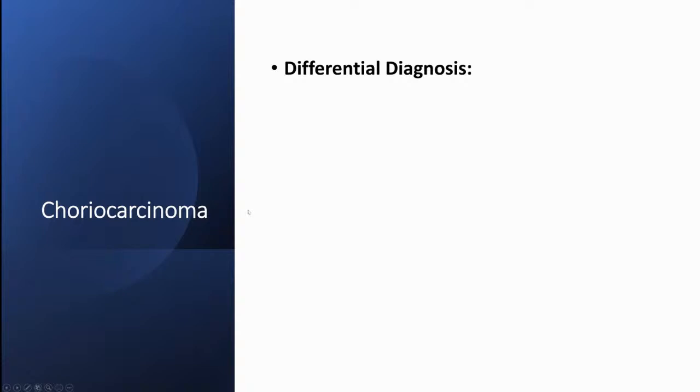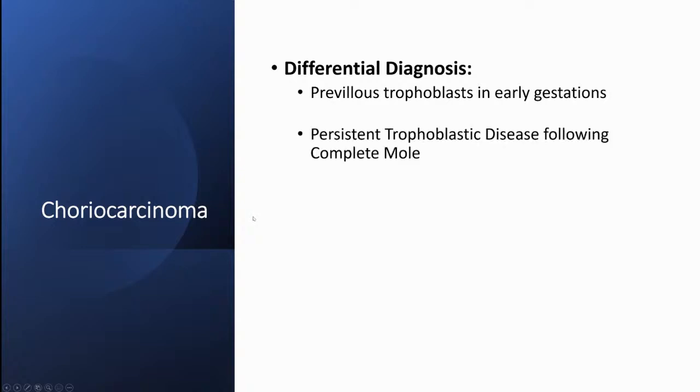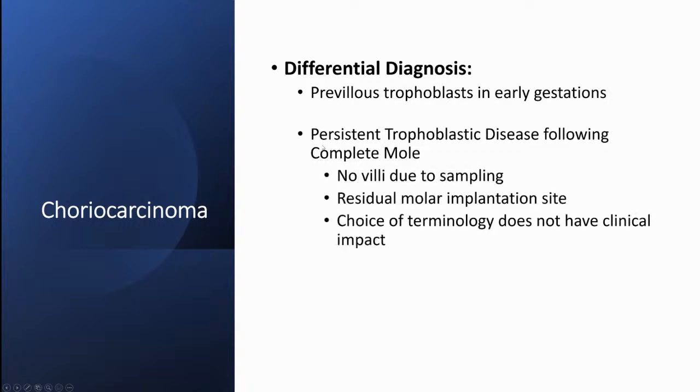There is a differential diagnosis that we always have to think about. First is pre-villous trophoblasts in really early gestations. Early on, the early gestations can look very mole-like, indicating that there's a lot of overlap in their phenotypes. Another possibility to consider when you have choriocarcinoma is that it's really a part of a larger gestational trophoblastic disease process in which there had been a complete mole in the beginning, and that we're picking up, because there's no villi due to sampling, that we're looking at residual molar implantation site.